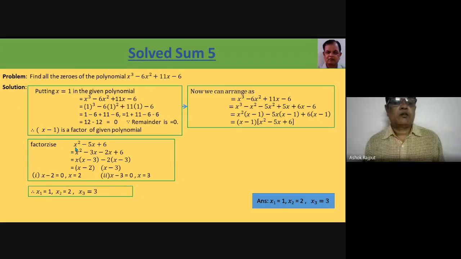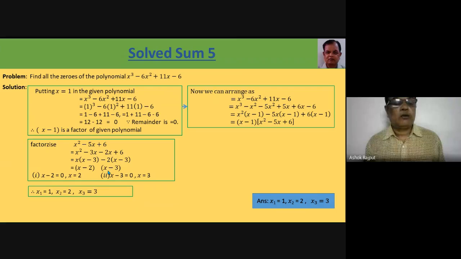method. X square minus 5x plus 6, then it is plus 6 into 1, it is 6, then 2 times 3 is 6. We have written minus 3x minus 2x plus 6. x is common, x minus 3 minus 2 times x minus 3. Here we can take x minus 3 common, here will remain x minus 2.